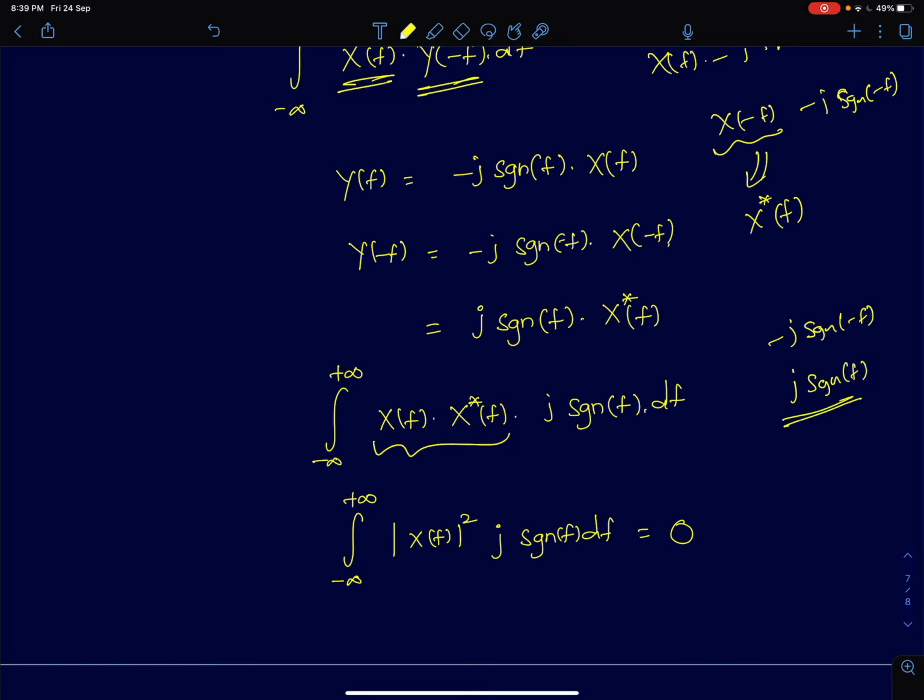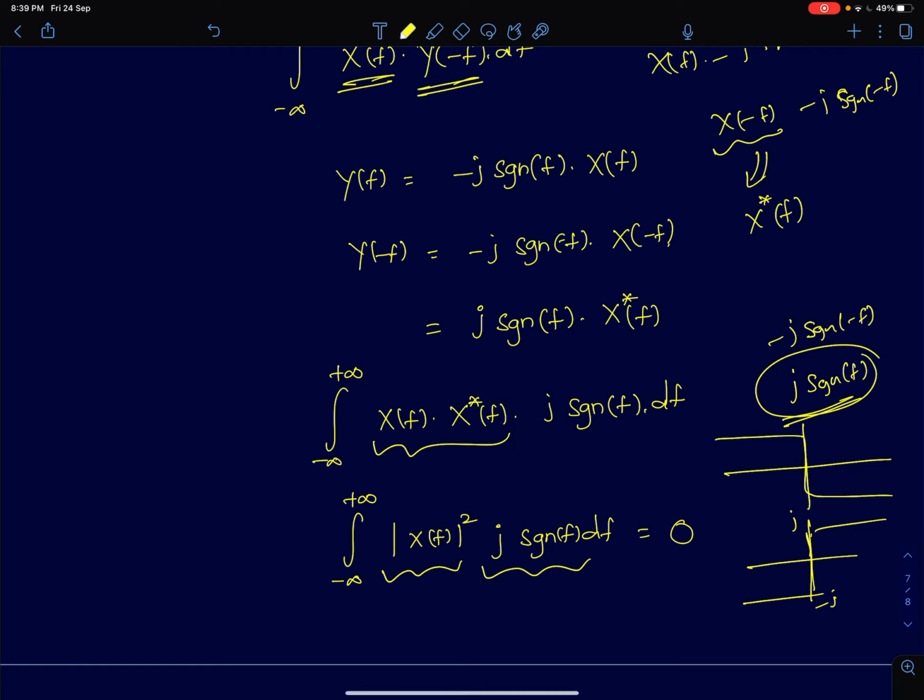Minus j signum of f, you just have to reflect this function around the origin. So you will get a function like this. So it will be plus j, it will be simply j into signum of f. Now what we are going to do is multiply this with mod of x of f the whole square into j signum of f df. Now we know mod of x of f for a real signal will be an even function. We are multiplying that with an odd function j signum of f, so the integral will be 0.